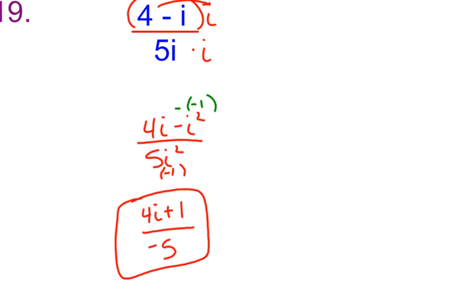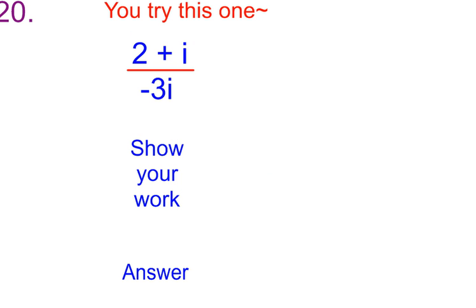I will say that sometimes you might see where they distribute the negative through, like I've mentioned before. So you might see it where each sign is changed. This is an equivalent expression, so you could have it either way and both answers are correct. I want you guys to try number 20, please.